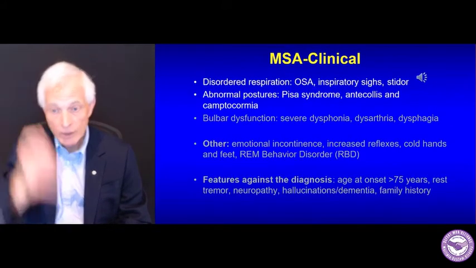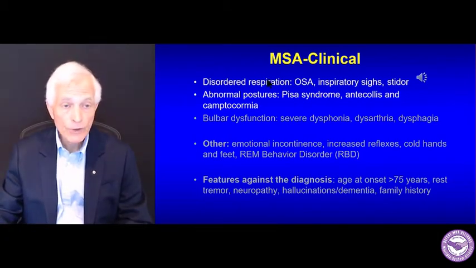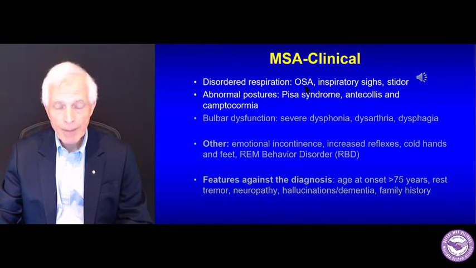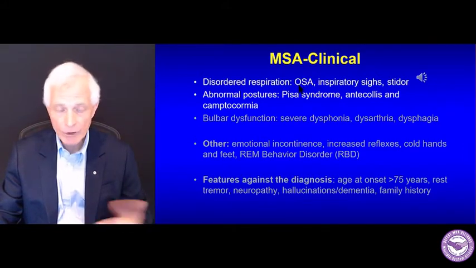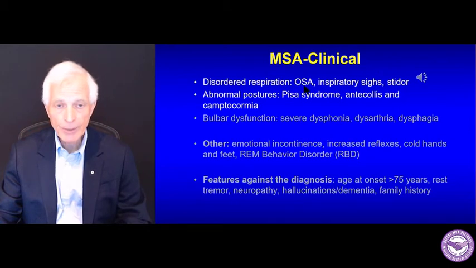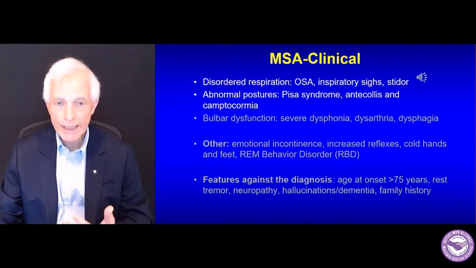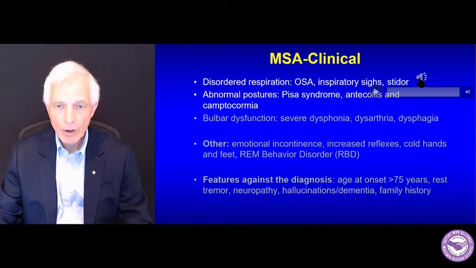There are a number of other features that we can see. For example, respiratory abnormalities, breathing problems. Now, obstructive sleep apnea is relatively common in the general population. And most of you have heard of this, where people need to use CPAP machines to sleep at night. This is more common in MSA, but certainly we wouldn't consider MSA in the average individual who presents with obstructive sleep apnea. On the other hand, patients with MSA may have the tendency to sigh and have deep breathing sighs, or they have something called stridor.